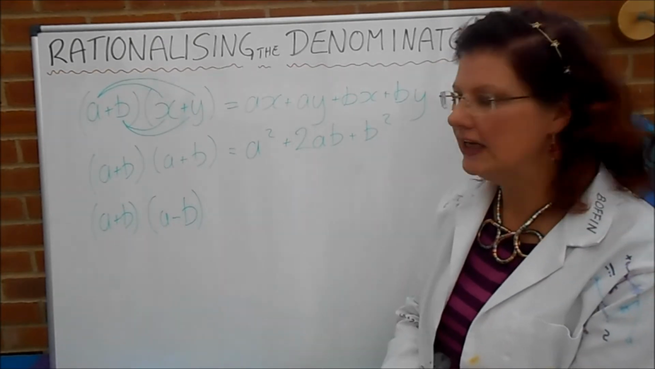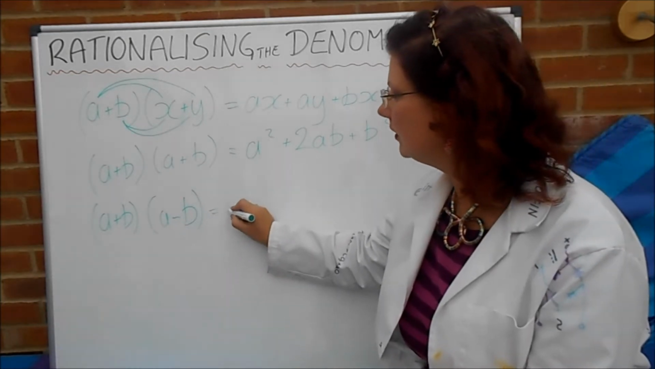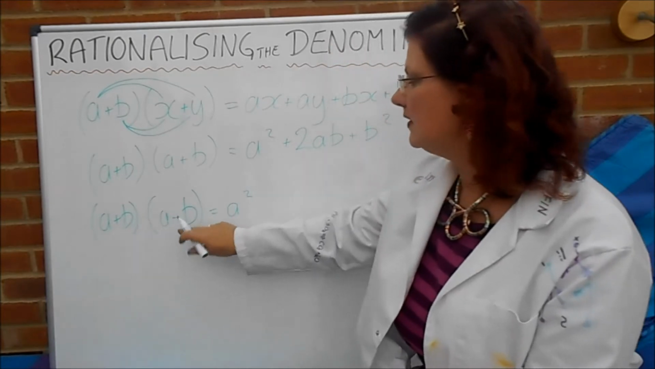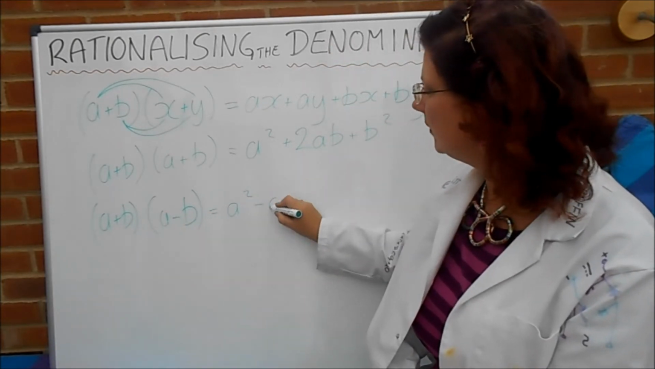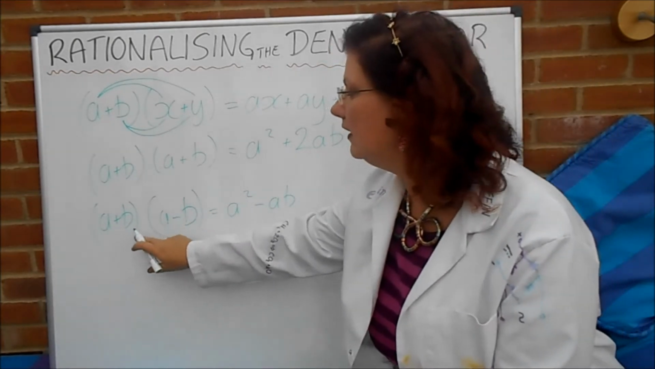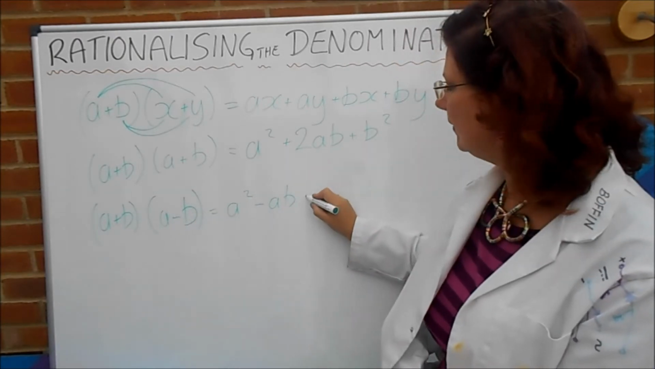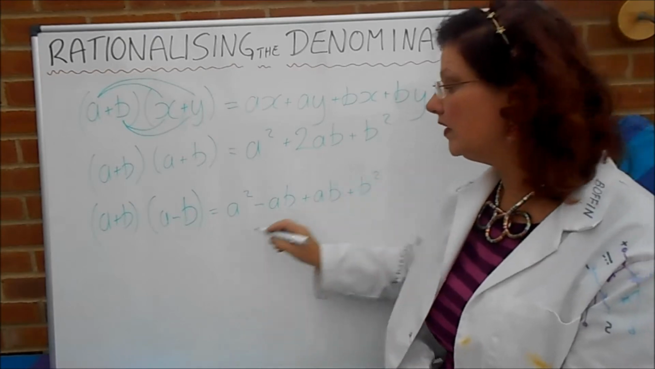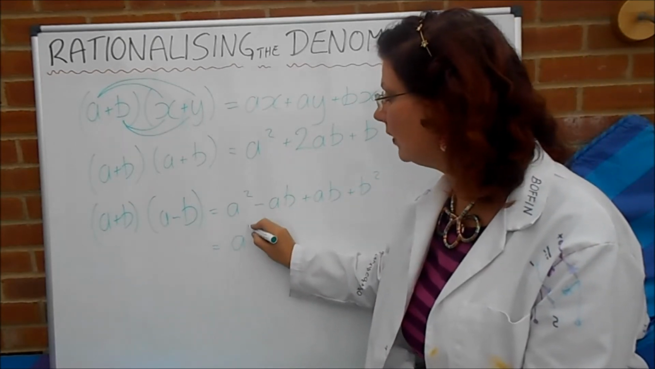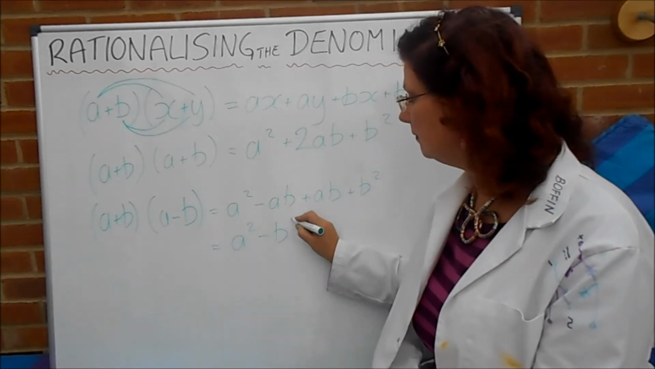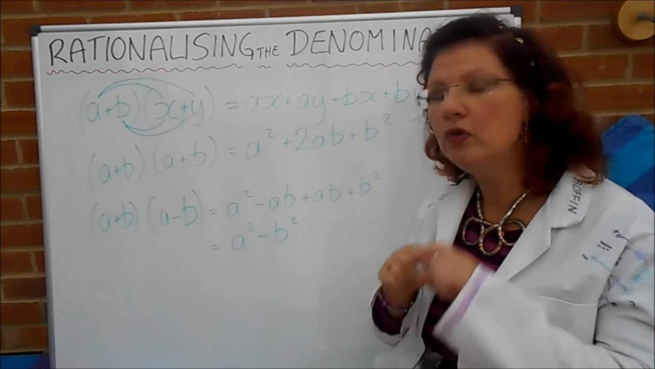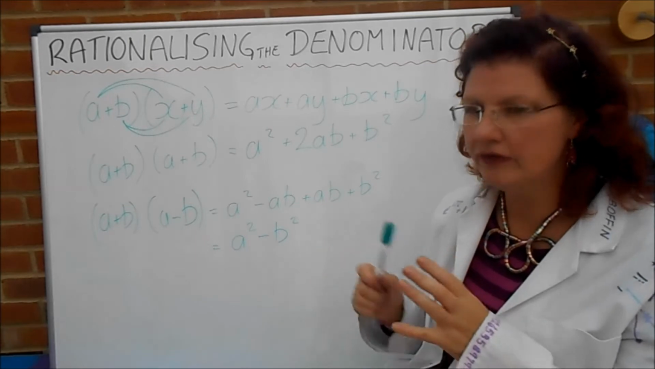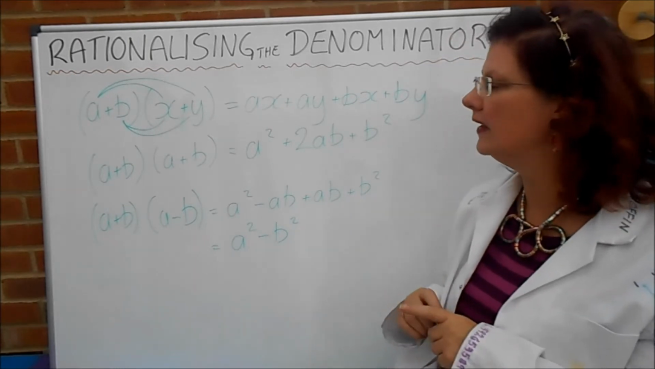For this last one down here, we've got the first two terms giving a squared, then we've got the a times the negative b giving a minus ab, the inside ones give a positive ab, and we've got a b squared at the end. So when we simplify that, we get a squared minus b squared. I hope you're familiar with that as the difference of two squares. If not, check out some other Batty Boffin videos because we will be using this.